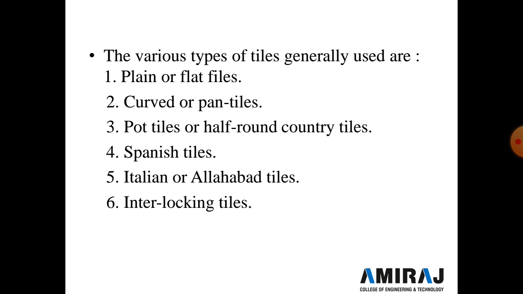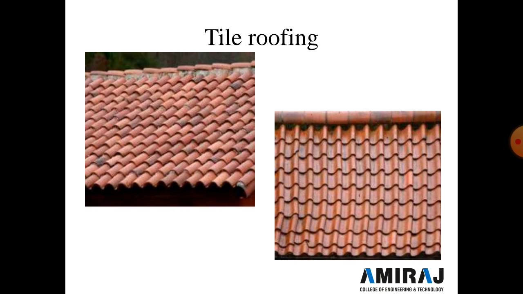Six types of tiles are generally used. First is plain or flat tiles. Second is curved or pan tiles. Third is pot tiles. Fourth is Spanish tiles, fifth is Italian or Allahabad tiles, and sixth is interlocking tiles. Here a tile is exactly seen. Generally interlocking tiles are used for roofing purposes. This figure shows the tile roofing.